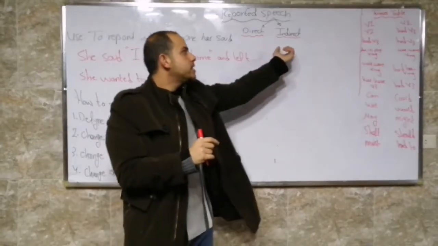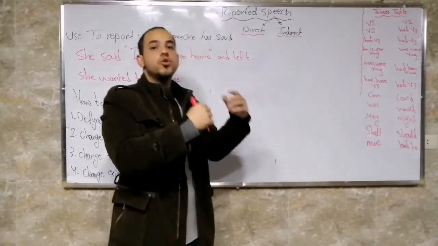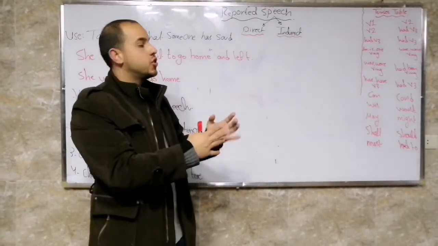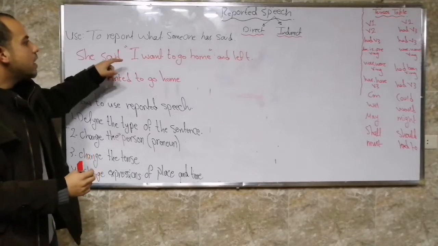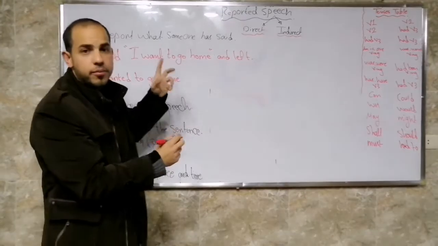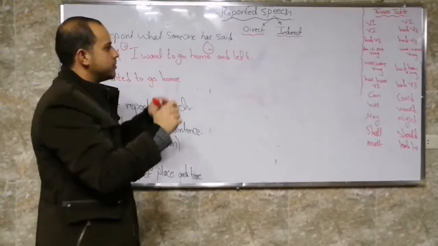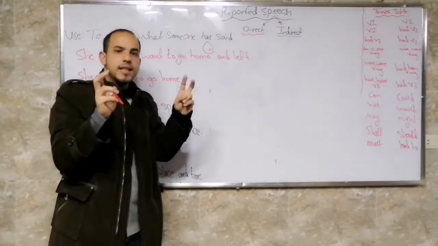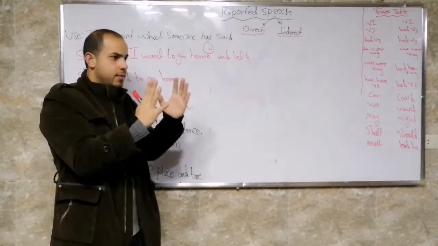Now in the indirect speech, we change the sentence to a different one. So let's have this example. She said, "I want to go home." And here, focus on the quotation marks. Here we have quotation marks, okay? Because we are telling the exact words, to tell the others that here we are using the same words.